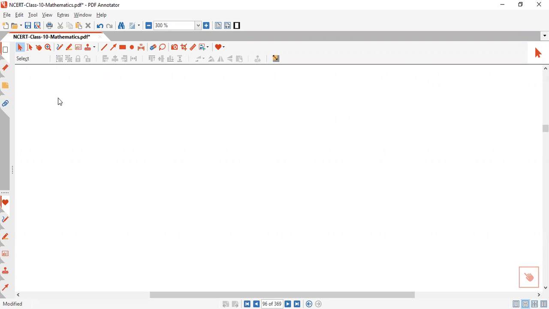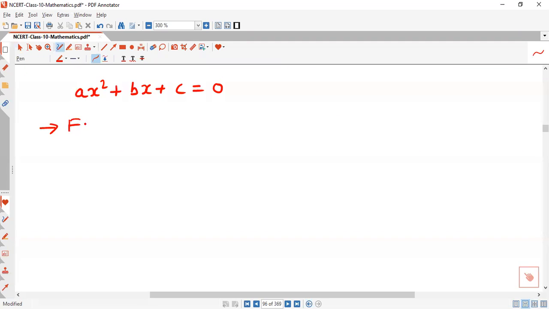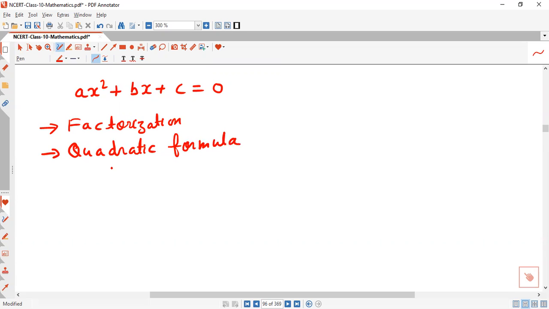How can I solve quadratic equations? To solve quadratic equations, ax square plus bx plus c equal to 0, for the solution we can use two methods. Either we can use factorization, or second, we can use the quadratic formula. Third, we can also use completing the square. But here we see factorization and the quadratic formula.